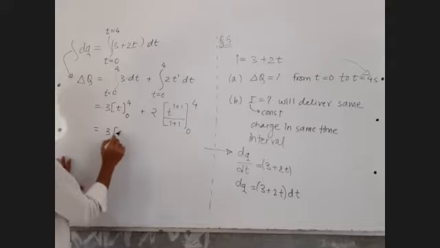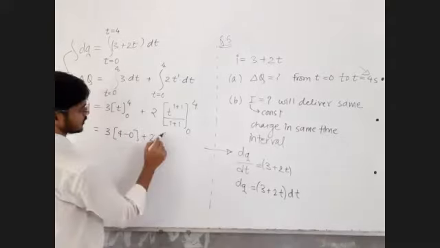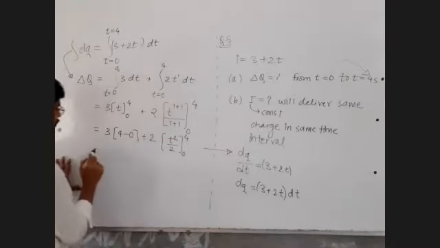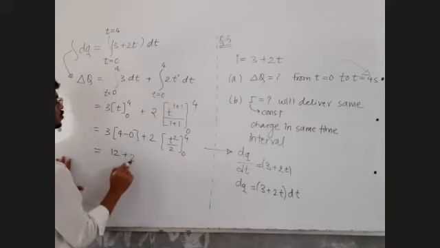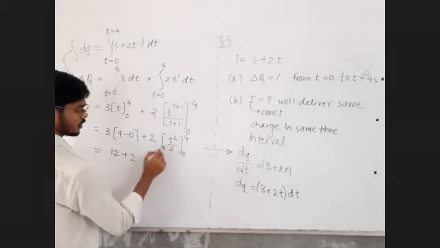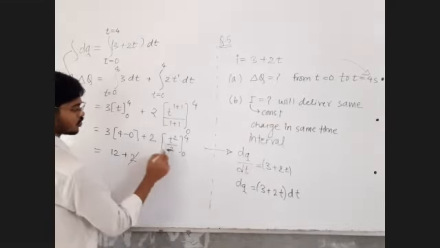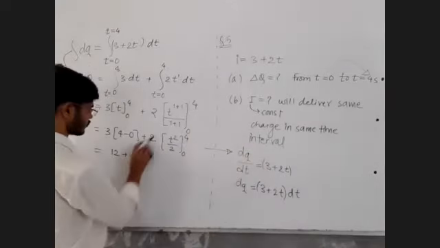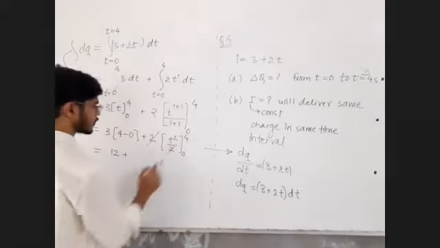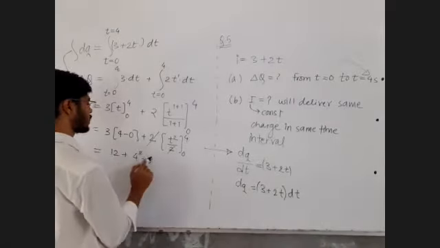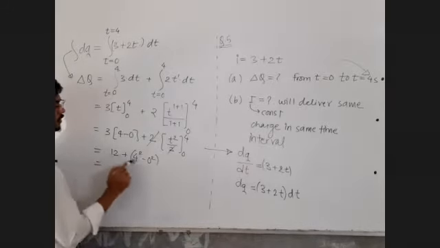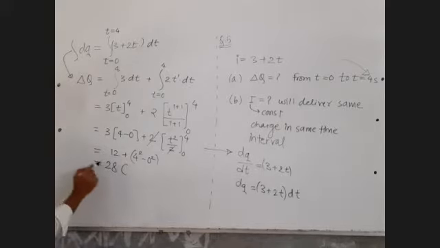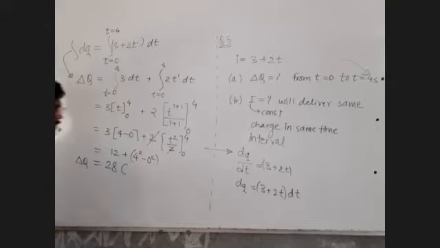3 as it is, upper limit 4 minus lower limit 0, plus 2 as it is. This is t square upon 2. Lower limit 0, upper limit 4. 3 into 4 is 12, plus 2 as it is, upper limit 4. This 2 and this 2 get cancelled, okay? No need to write it. So you can cancel this 2 and this 2. So upper limit 4 square minus lower limit 0 square. The answer will be 12 plus 16, 28. So 28 coulomb is the charge flown in the 4-second time interval. Reply in the chat box, clear and written.